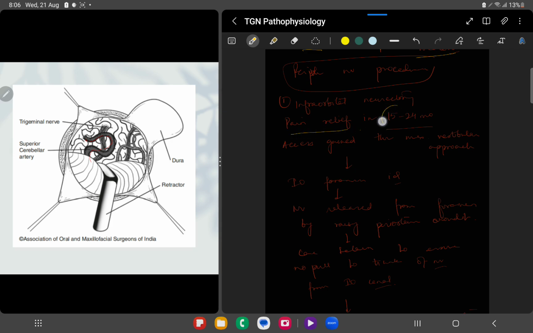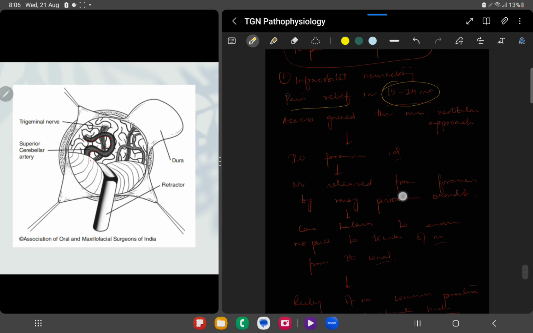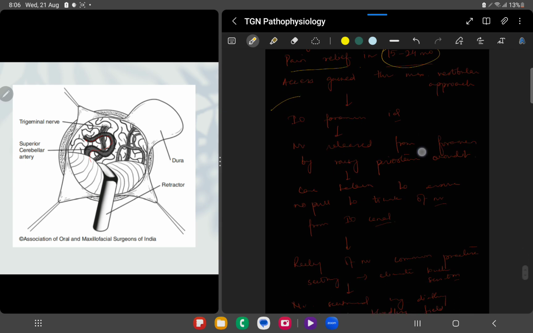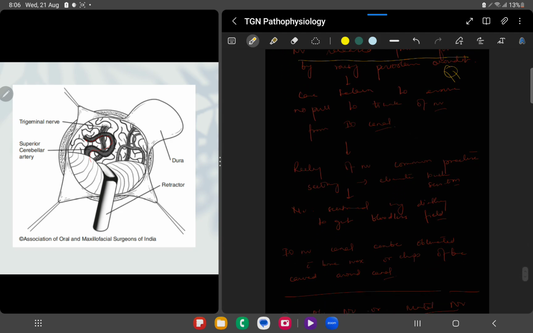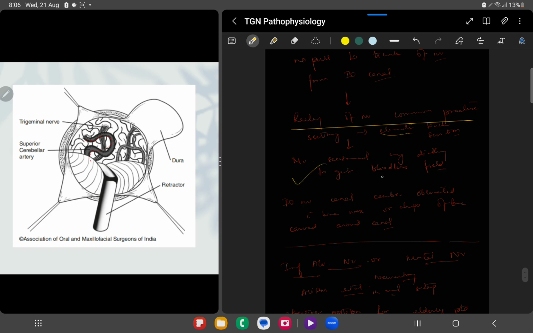Now, peripheral nerve procedures include infraorbital neurectomy. There may be pain relief for 15 to 24 months in this procedure. Access is gained through the maxillary vestibular approach. The infraorbital foramen is identified. The nerve is released from the foramen by raising the periosteum around it. Care is taken so that no pull is applied to the trunk of the nerve in the canal. Reeling of the nerve is a common practice, but here sectioning is done. The nerve is sectioned using diathermy so that we get a bloodless, hemostatic field. The infraorbital nerve canal can then be obturated with bone wax.